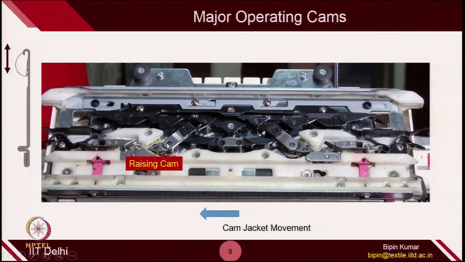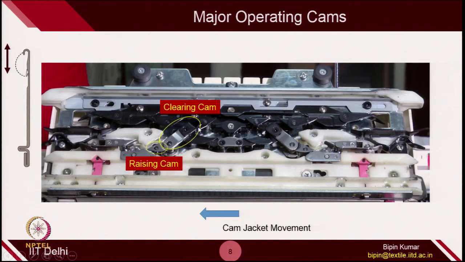Once this is done, the second cam makes this butt raise further. It finally reaches a maximum height, the location of this needle furthest away from the bed, where it actually releases the old loop from the hook and the latch. This cam, which is responsible for clearing the old loop, is called the clearing cam. Once the clearing cam is done, the feeder provides the yarn to the needle and the needle starts going down.